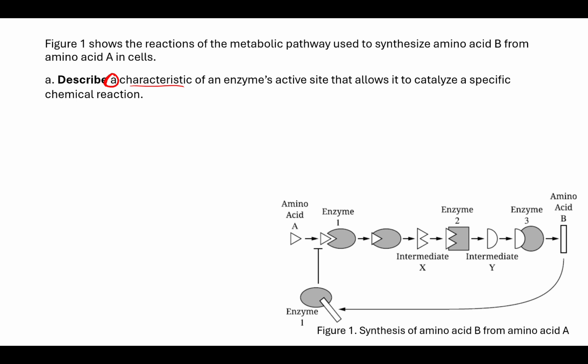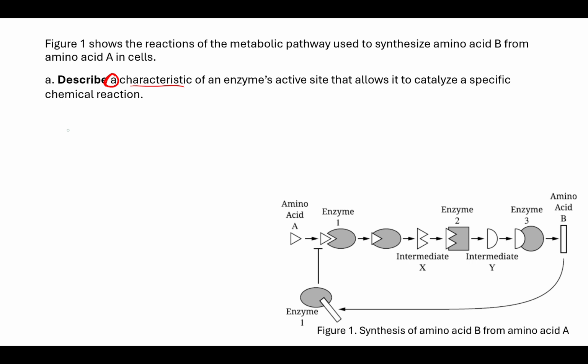Now, this means since they're only asking for one characteristic, you should only put one characteristic down, because if you put more than one, they're only going to grade the first one. And if you do end up getting a little overexcited and end up writing more than one, make sure you always go with your most certain answer first. So what's a characteristic of the active site that lets it catalyze a specific chemical reaction?